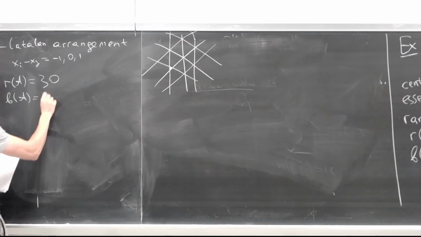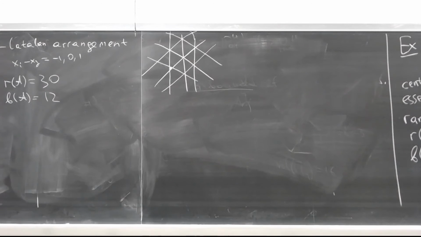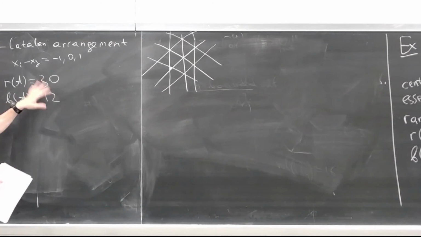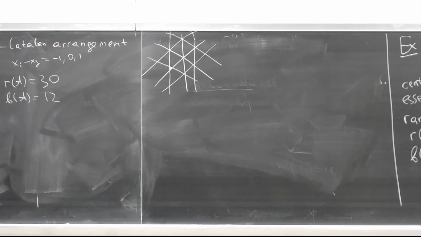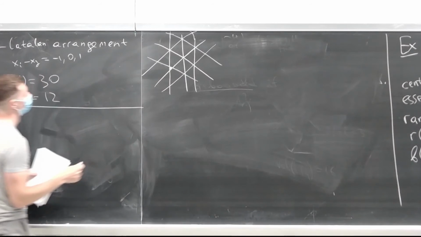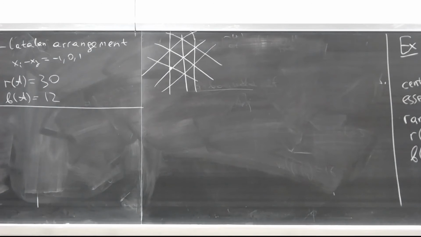12. All right. And these are correct. And these are not Catalan numbers. No, don't add them. No, that's not it. Yeah, so that's the mystery, I guess. At some point, I'm going to explain why Catalan.